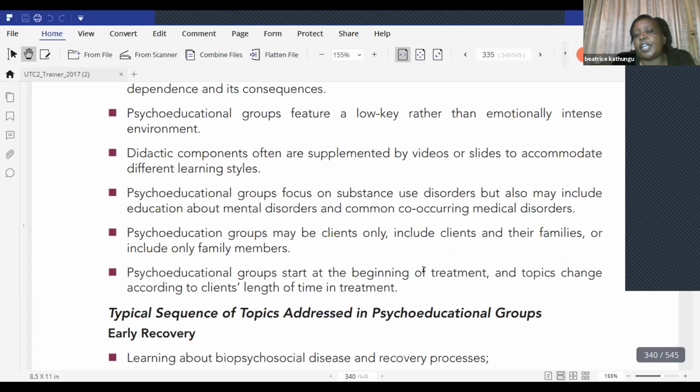And you can focus on educating clients on many things. You can educate them on substance use disorder. You can also educate them on other conditions, like the mental disorders, which are commonly associated with SUD. All this is important.